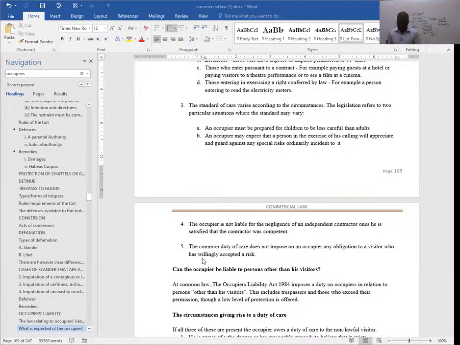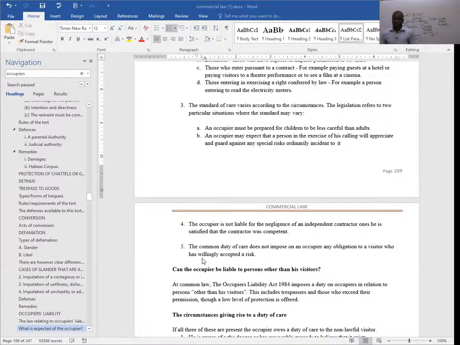So that's why they're saying that in the case of services provided by an independent contractor that come with that particular building or premises, the occupier might not be held responsible, but that qualified independent contractor will be held personally responsible. Then the common law duty of care does not impose on an occupier any obligation to a visitor who has willingly accepted the risk.